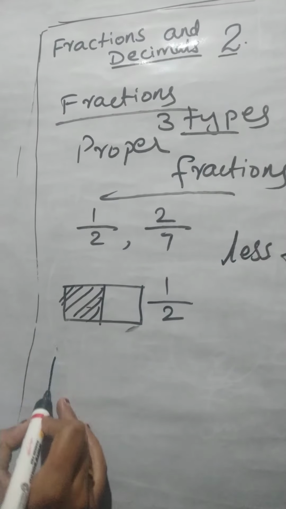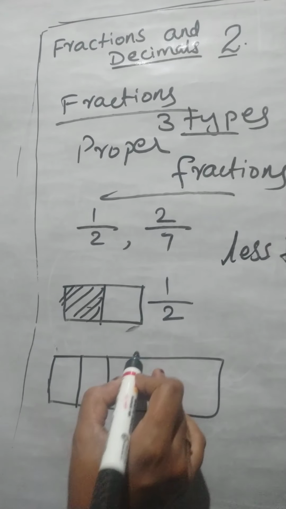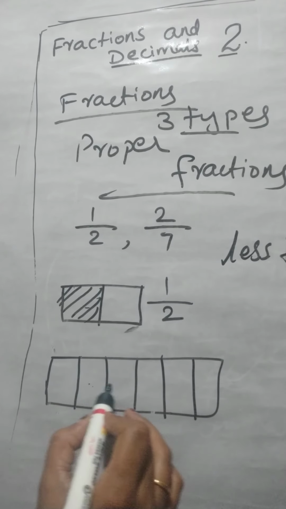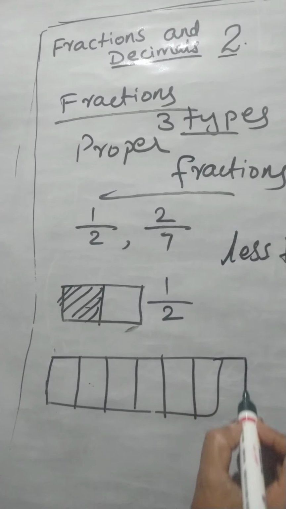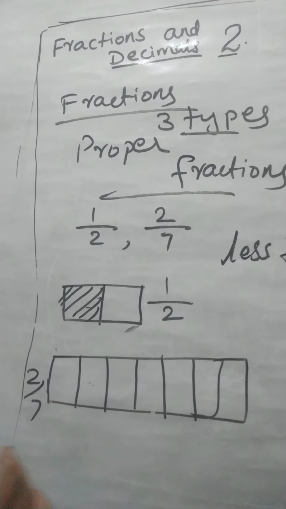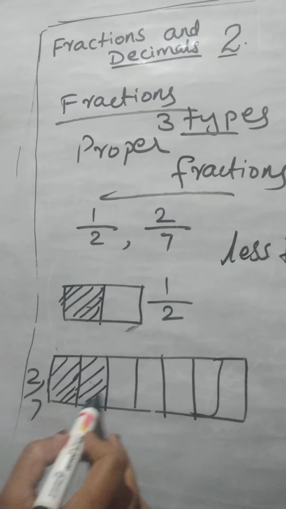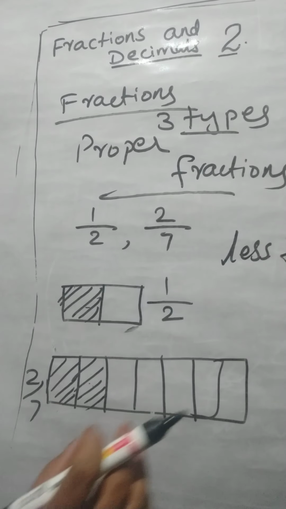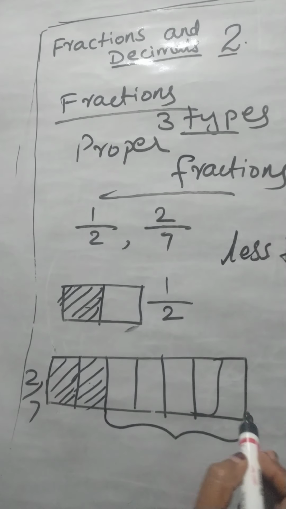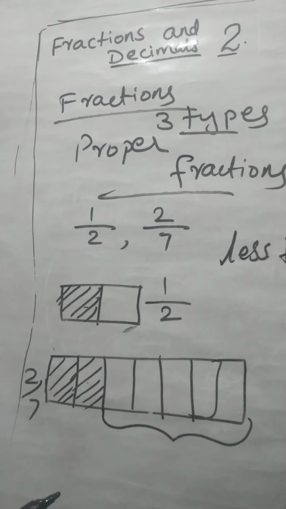Next 2 upon 7. That means one cake we are going to divide into 7 pieces. Among this, you are going to get only 2 pieces. Remaining 5 pieces you didn't get. So anyway, you didn't get the complete cake. So the value is less than 1. Clear?